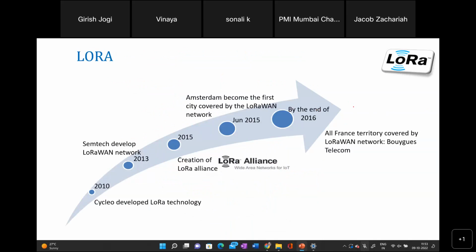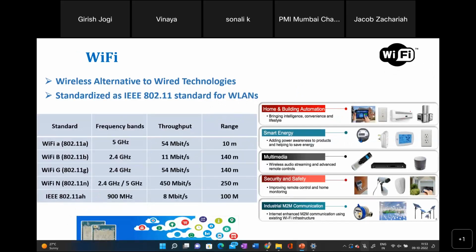So the LoRa Alliance, as I said, has recently come into the picture and is still being experimented with for many applications, but has the advantage of a longer range. Then Wi-Fi also has many different ranges, as we have just discussed. Wi-Fi HaLow is in the 900 megahertz range, 8 megabits per second, and up to 100 meters you can go with it.